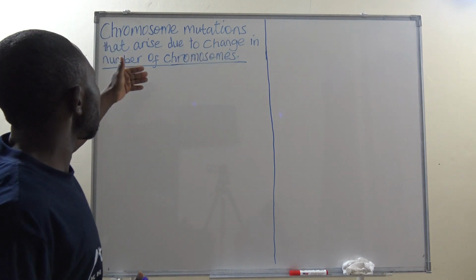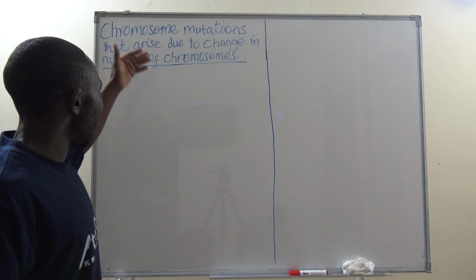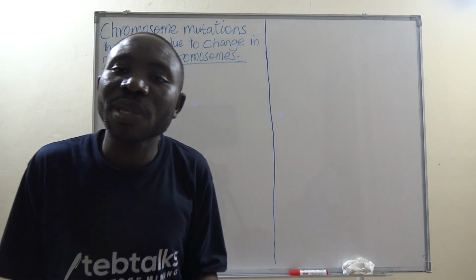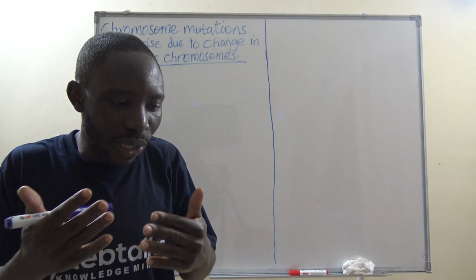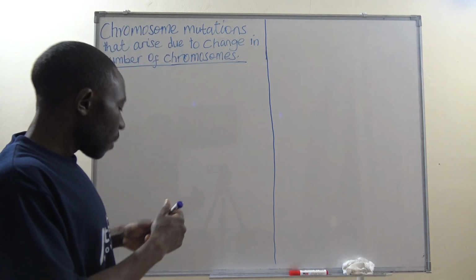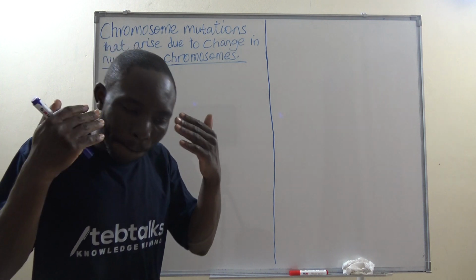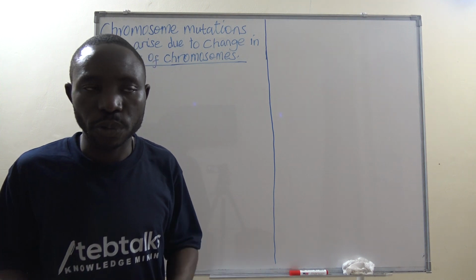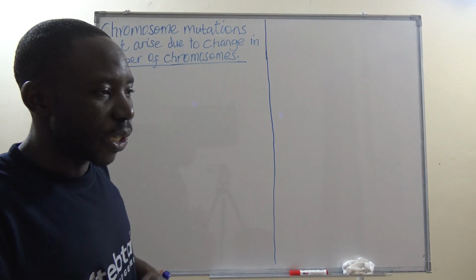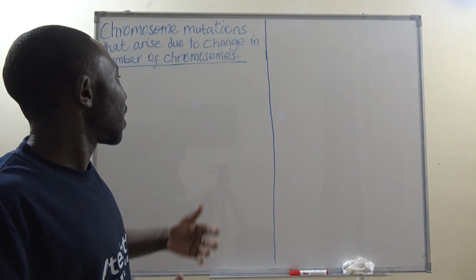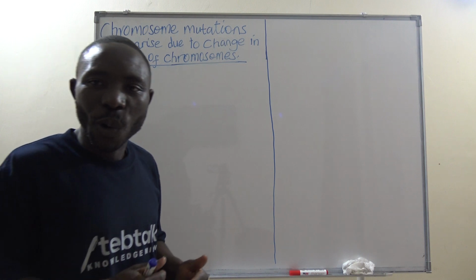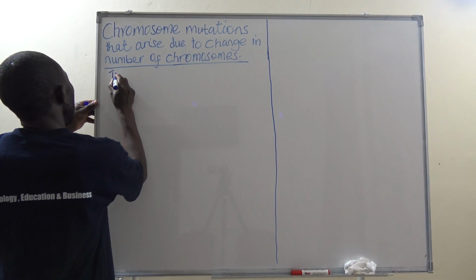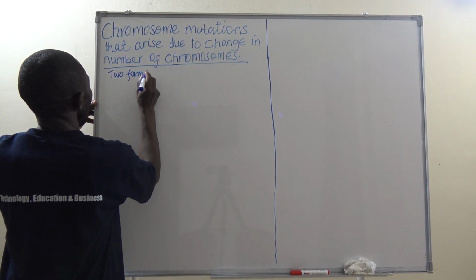Today, we are going to look at chromosome mutations that arise due to change in number of chromosomes. What are those changes? Here we have two major forms of chromosome mutations that arise due to change in number of chromosomes. One is called aneuploidy, and the second is called polyploidy, also called euploidy. So we have two forms here.